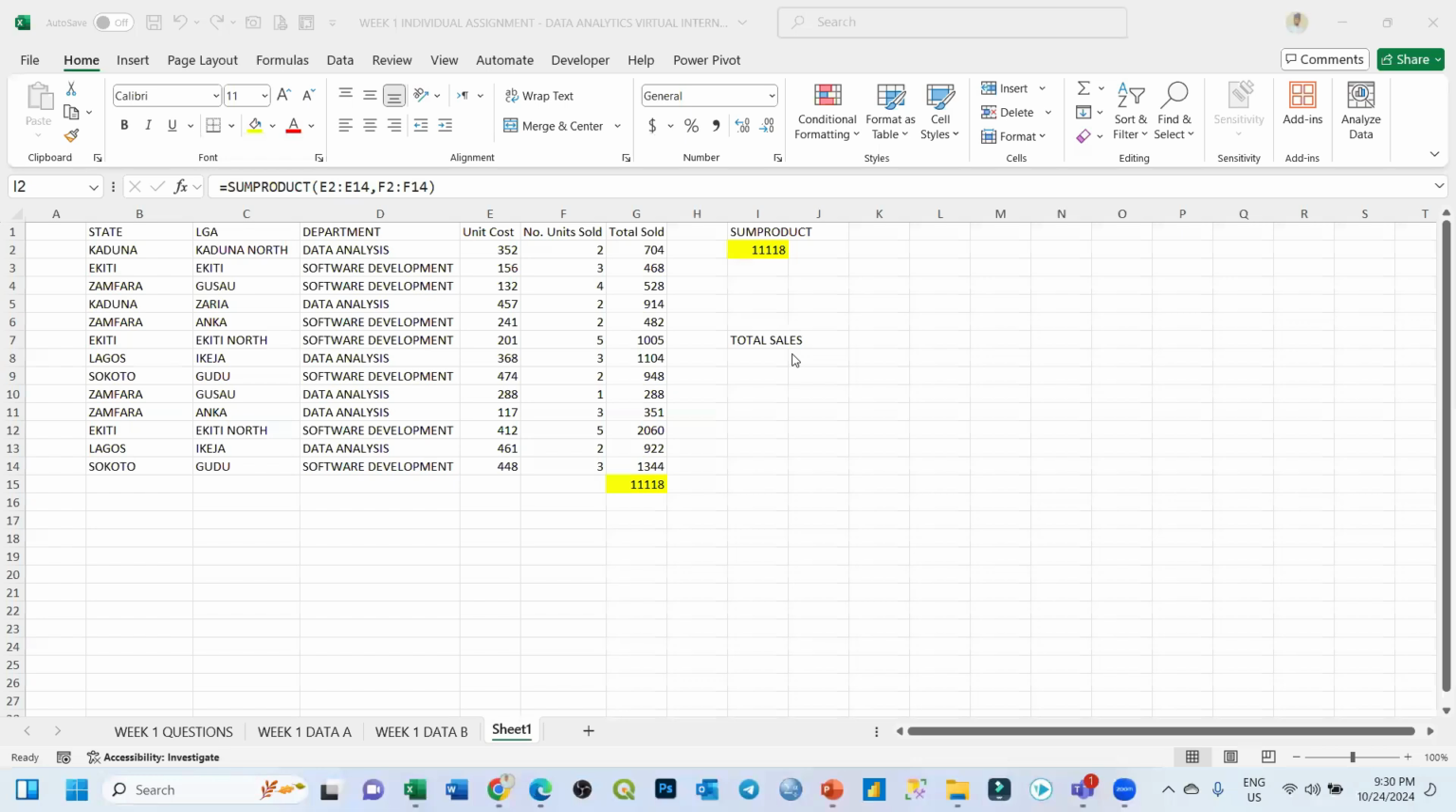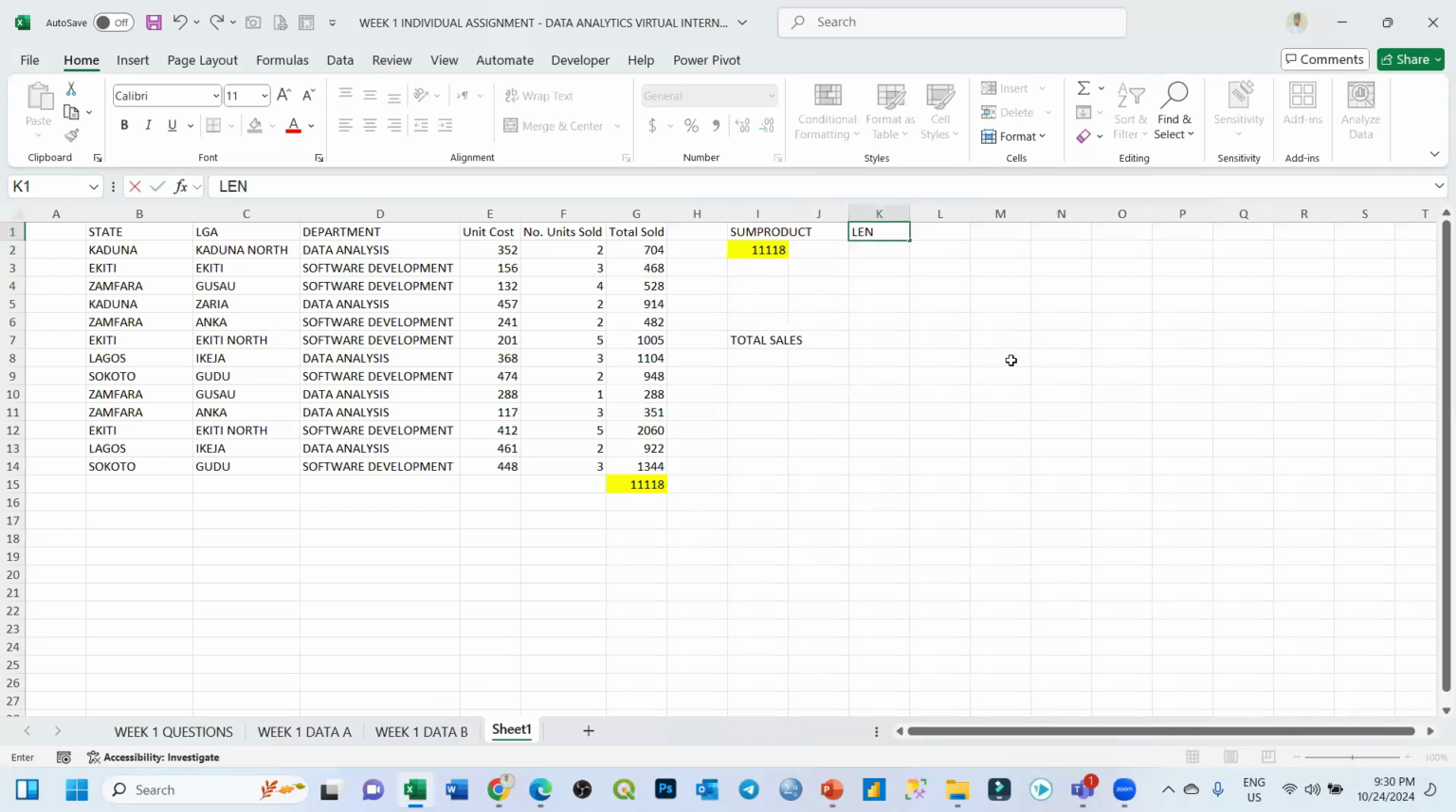So let's talk about LEN. There is a formula called LEN, and it is the abbreviation of length. Let's call it length. We all know what length is all about. So the formula is LEN. What this LEN does for you is to count the number of values within the cell. That's what this formula does for you, to count the number of values within the cells.